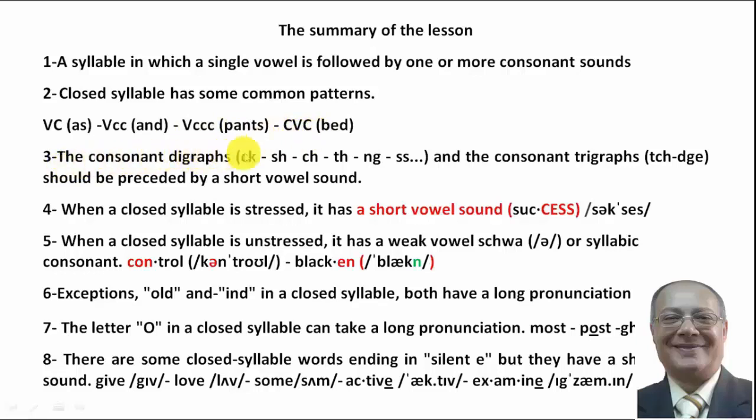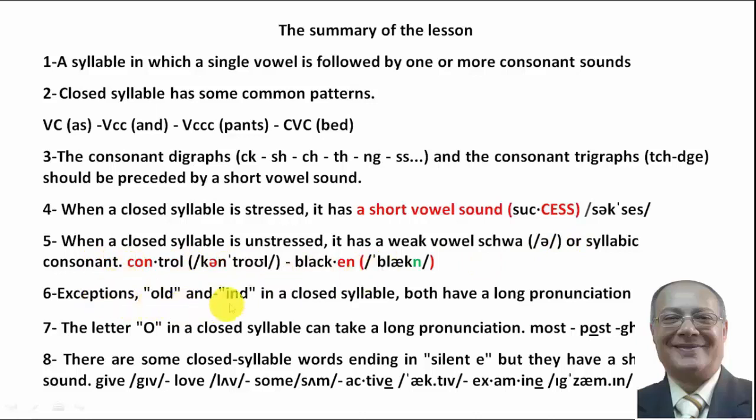The consonant digraphs CK, SH, CH, TH, NG, SS, and the consonant trigraphs TCH, DGE, should be preceded by a short vowel sound. When a closed syllable is stressed, it has a short vowel sound. For example, success. When a closed syllable is unstressed, it has a weak vowel, typically schwa, or a syllabic consonant. For example, control and plagen.